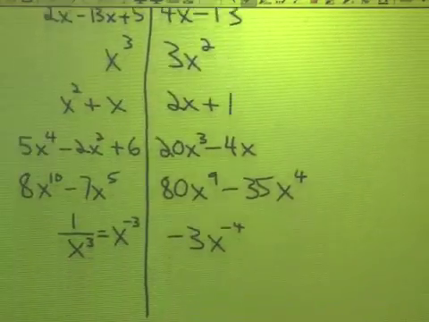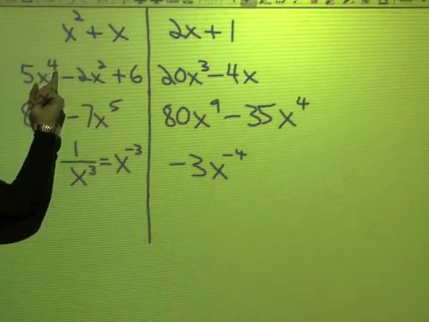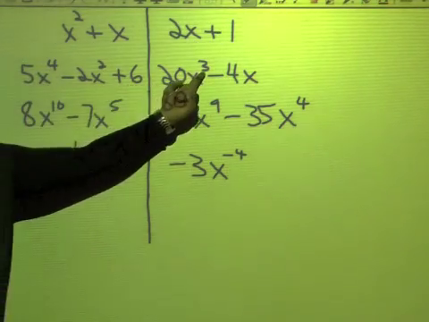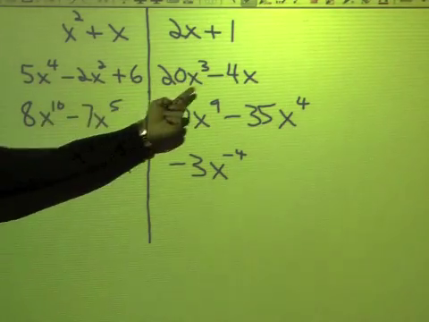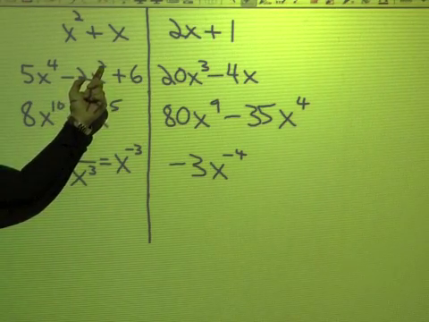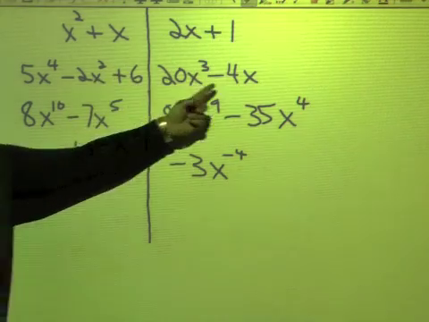Complicated examples. Like here, 5x to the fourth. I take 4 times 5 is 20 x, lower the power by 1. Minus 2 times 2 is 4 times x, lower the power by 1. Watch this, x to the first.